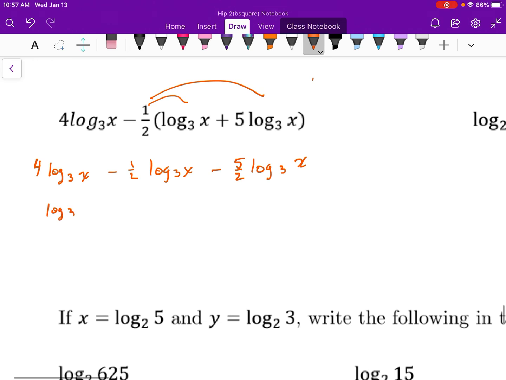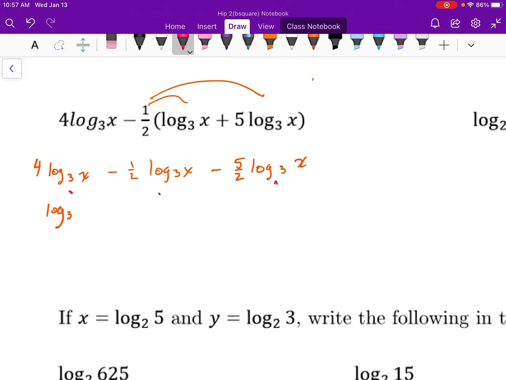So I am going to now use the product rule. So log base 3 of x to the power 4. Now my base is too big there, wrong marker. Log base 3 of x to the power of 4. All right, just give me some pause here.